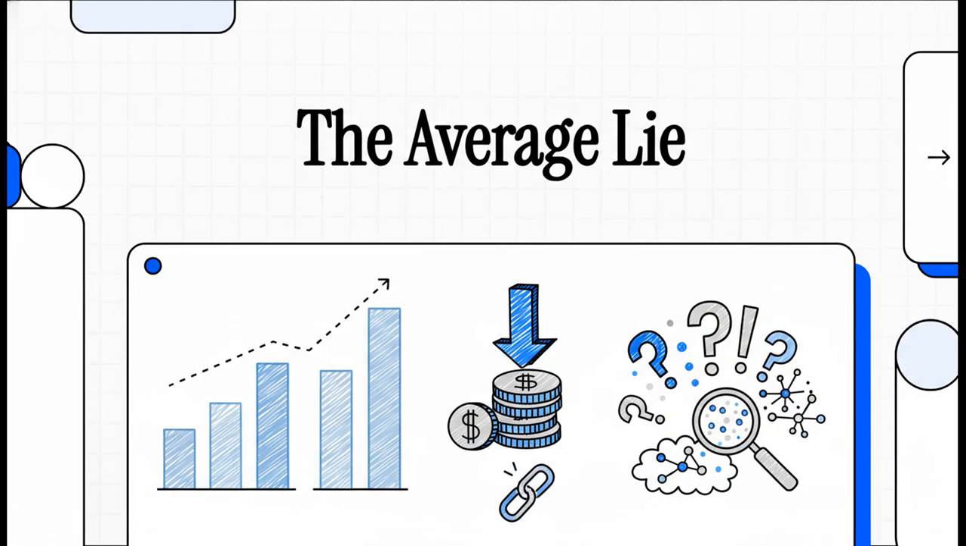Today, we're going to talk about a dangerous lie that's kind of hidden in plain sight. It's the statistical trap that can make the best choice look like the worst one, and it can cost companies millions. Yeah, it's all about the massive problem with averages.